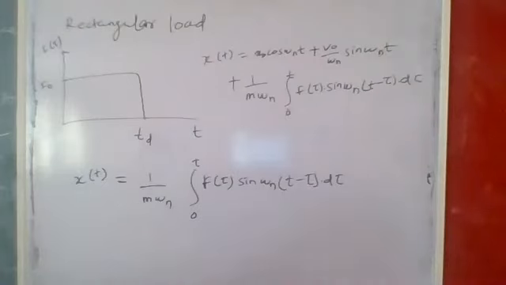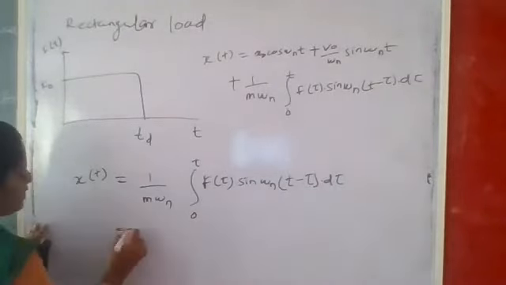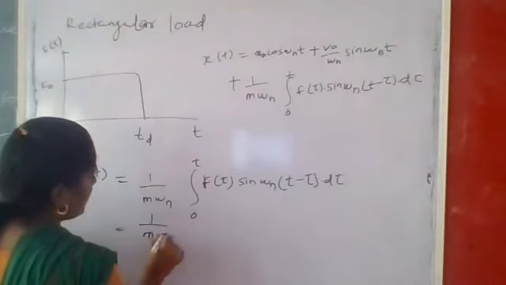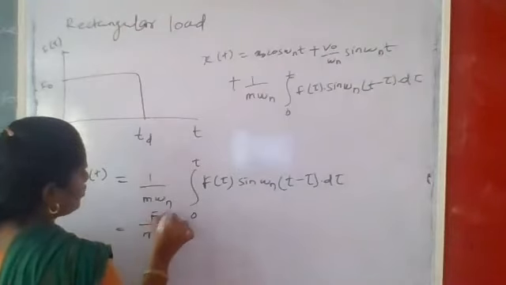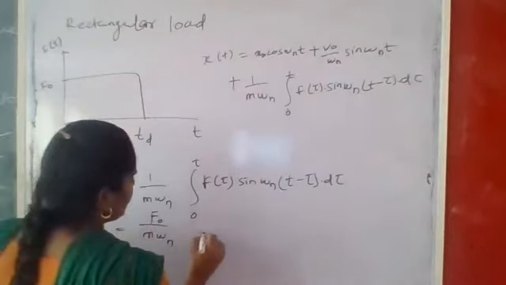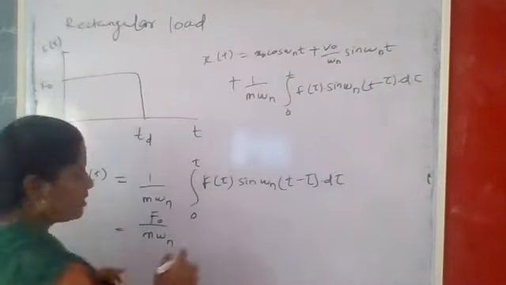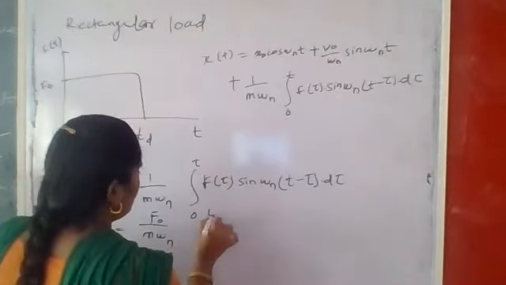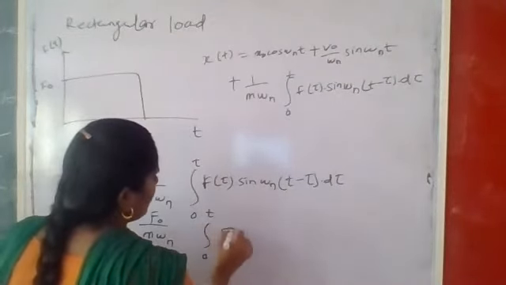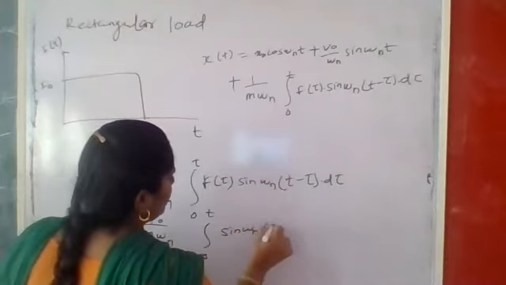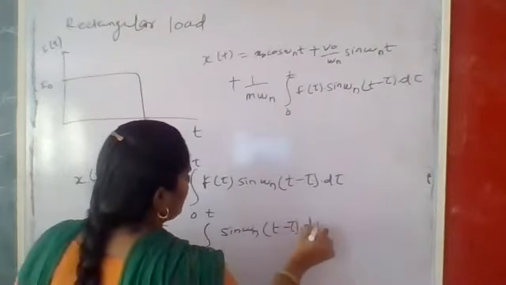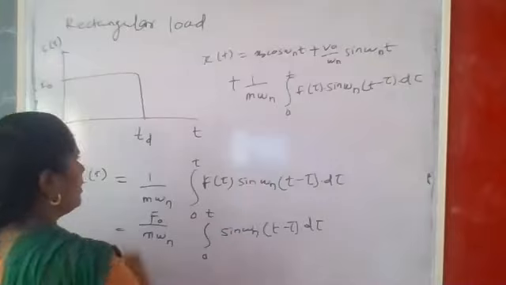Now we have to solve this equation, same as our earlier equation for the constant force. So what is the solution of this? 1 upon m omega n, and f naught we will take outside. What is the remaining term? The integration from 0 to t of sine of omega n into (t minus tau) with respect to d tau. So we have to take the integration.